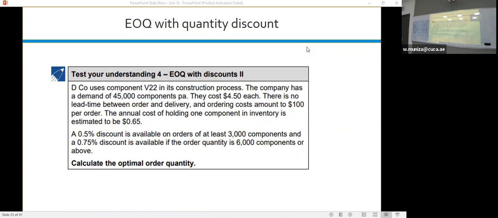Students, shall we move on? One minute, finishing. Okay. Done? 6,000. Optimal order quantity is 6,000? What about you? Yes. 6,000? Great. It means that you are clear about the idea.